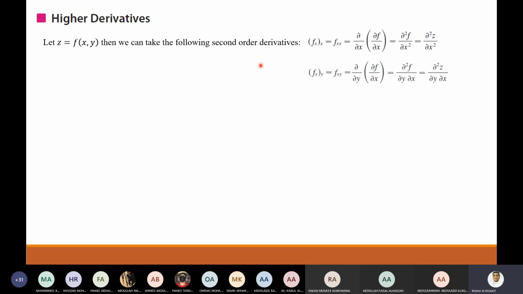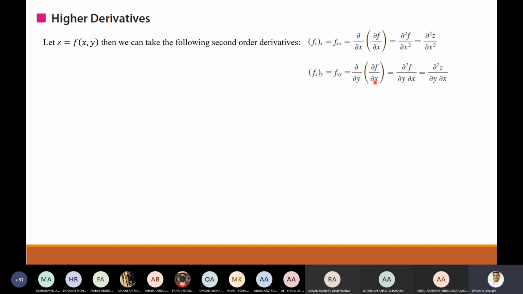Now, not only that, you might have what we call the mixed derivatives. For example, I have the derivative of f with respect to x, and then I want to differentiate with respect to y. So we have partial f by partial x, and then the derivative with respect to y. So we write it this way, fxy. And we write it this way, partial by partial y of partial f by partial x.